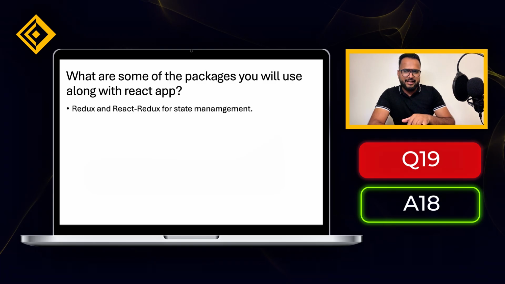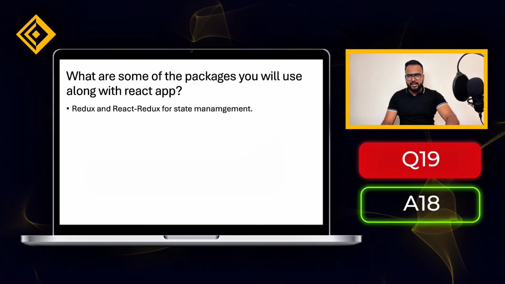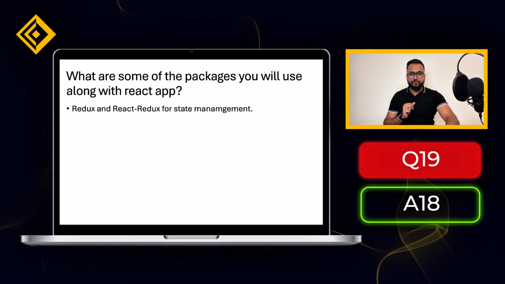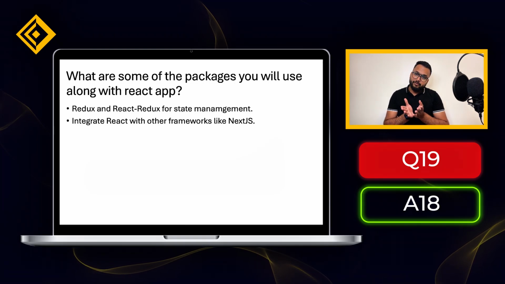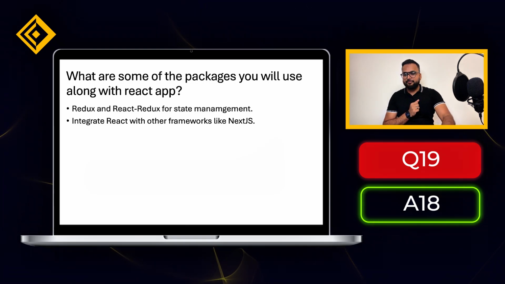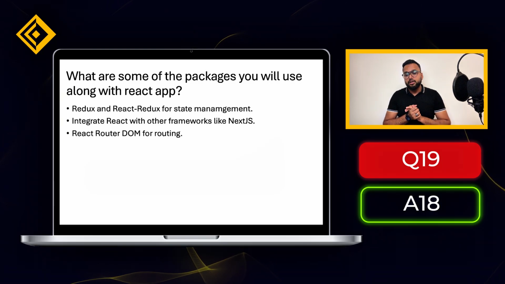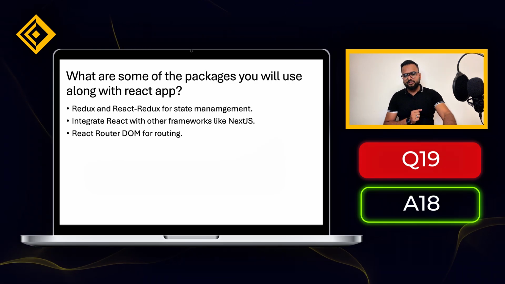Why? A few slides back I had already explained why. On top of Redux you can use React. On top of context API you can use React Redux. After that, integrate React with other frameworks like Next.js for better performance. You can do that one also. Nowadays it's very common. After that, you can use React Router DOM for routing purposes as well.